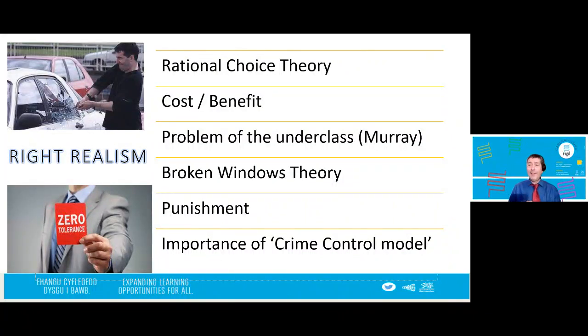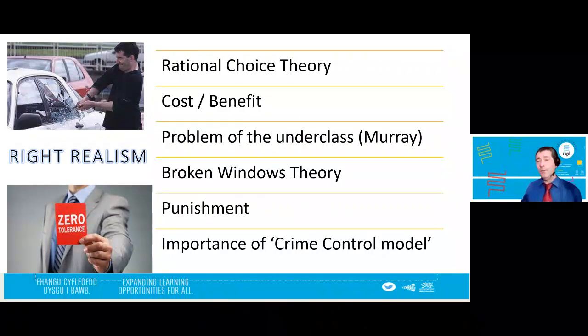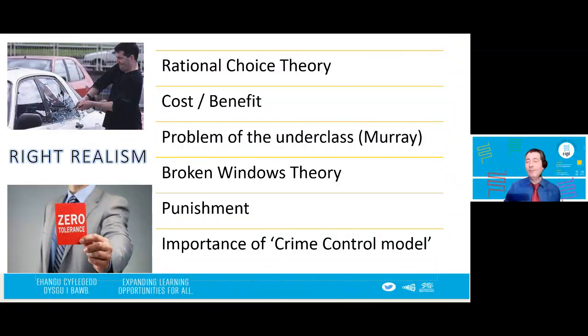The broken windows theory again is a right realist theory. If a place is shabby, bad appearance, it will invite criminal behavior. So the need to develop areas so that the broken windows theory is not invoked. Again, look back at the video if you want to know more about the broken windows theory. And punishment, well, the big one, of course, punishment, which is key to right realist views on criminality.